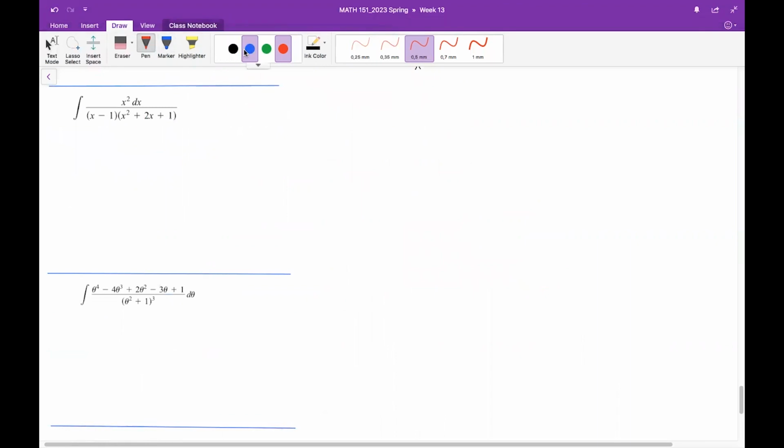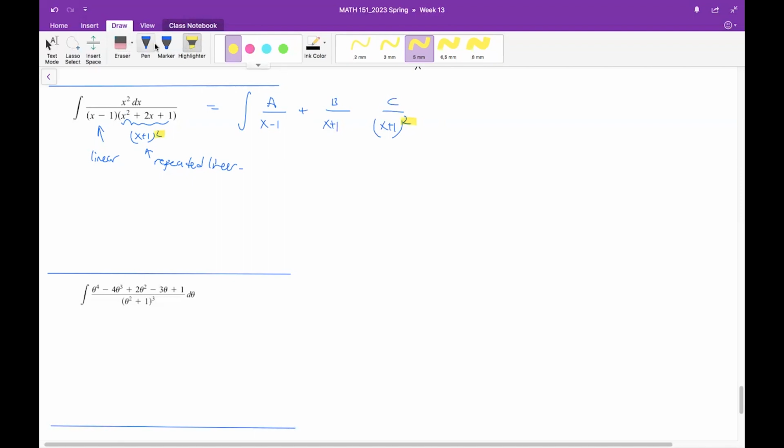So let's see what we have at the denominator. This is x plus 1 squared, right? So we need to understand that this is a linear factor and this is a repeated linear factor. How do we decompose it? We decompose it as A over x minus 1 plus, if it is repeated, you keep writing, plus C over x plus 1. At each step, you increase the power by 1 till you hit the right power. So its partial fraction decomposition is like that.